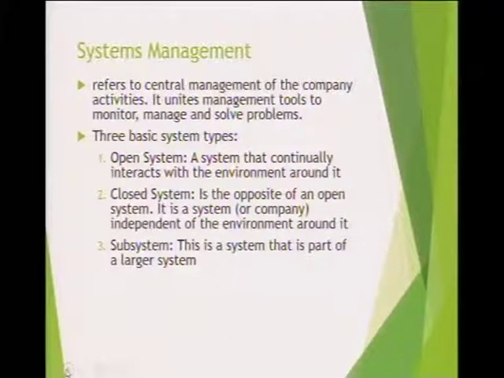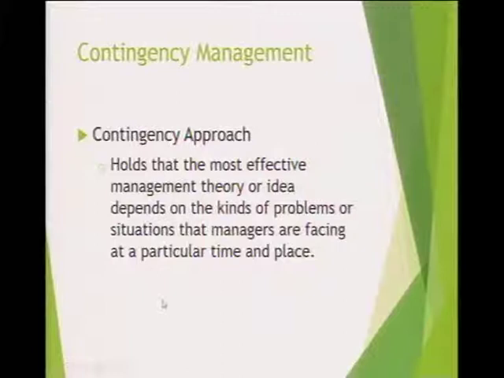Now, there's also the issue of systems management. There are basically three system types that we find in an organization. There's open system, closed system, subsystem. Open system is the one that continuously interacts with the environment around it. Closed system is the opposite of an open system, and subsystem is part of the larger system.